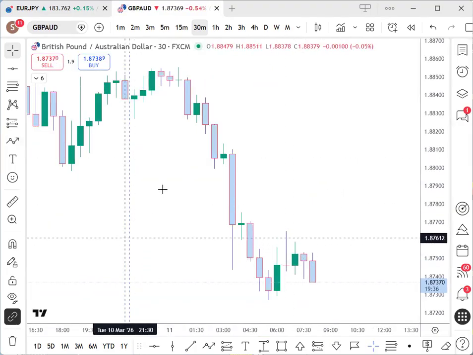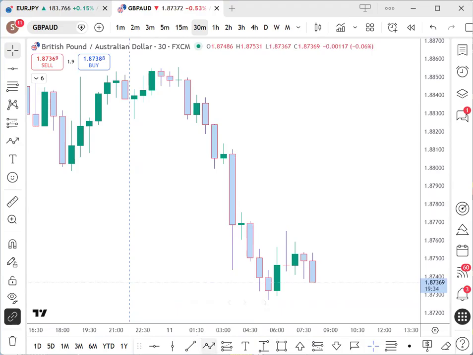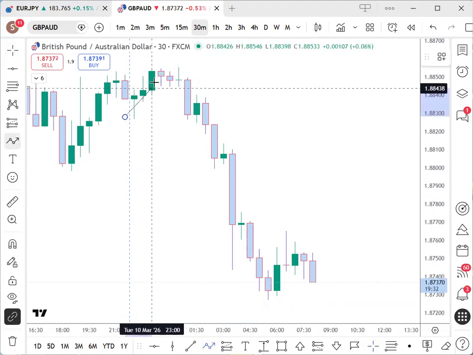Let's look at the next pair. Pound Aussie. This one is clearly bearish. I mean, you can see this.